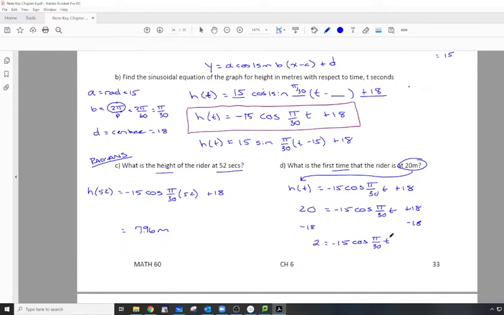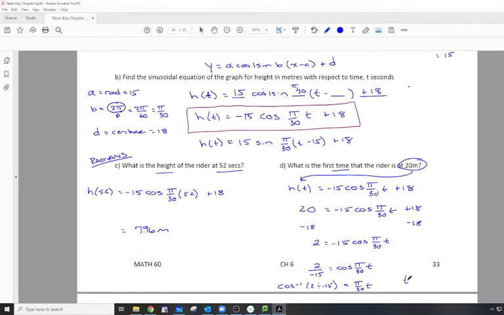Now again, I'm trying to get into the t, and remember this is not cos times pi by 30t, it's cos of pi by 30t. So that's the last operation you're going to do, is try to get into that t. So the next thing you're going to do is divide by negative 15. So 2 divided by negative 15 equals the cos of pi by 30t. Now think of inverse operations. If I now want to get rid of cos, I'm going to take the inverse cos. So I'm going to take the inverse cos of 2 divided by negative 15 equals pi by 30t.